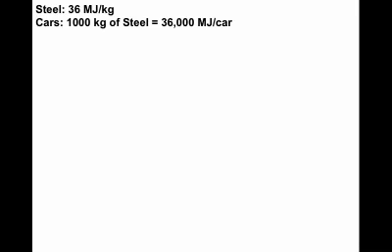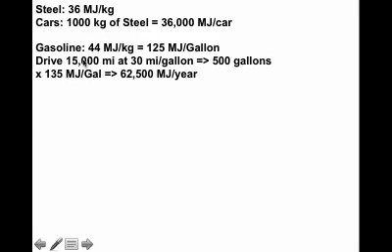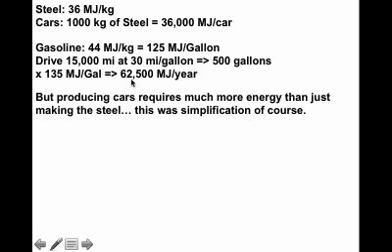We can test this with a back-of-the-envelope calculation. We know that steel is 36 megajoules per kilogram, and let's say there's about a ton of steel in the car. Let's compare that with driving 15,000 miles at 30 miles per gallon. That's 500 gallons. Multiply that by the embodied energy in gasoline, and we come up with 62,500 megajoules. But certainly, the processing of the car is going to require more energy. So when we consider more processes, this number is going to get bigger, and to me these numbers are close enough to the same. Now the question is, where do we draw the boundaries?